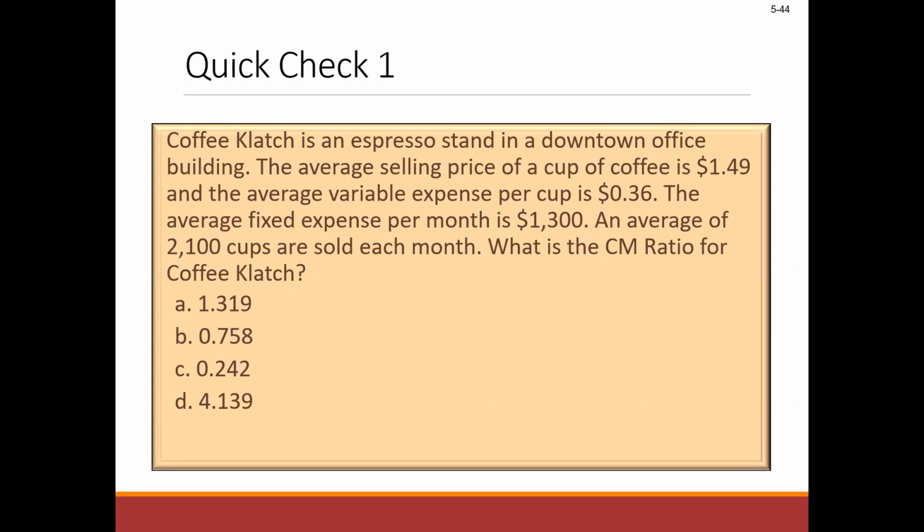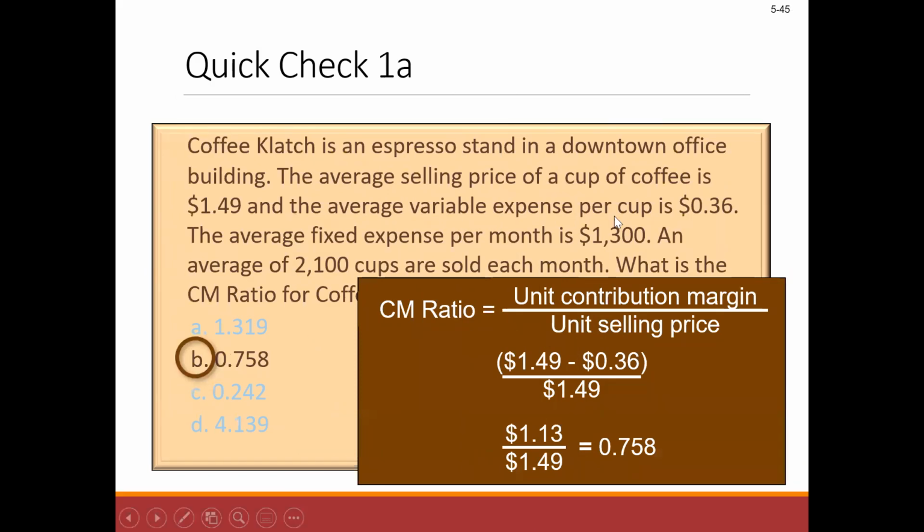What'd y'all come up with? What's the CM ratio? B, $1.49 minus the 36 cents, divided by $1.49. That's a good contribution margin.